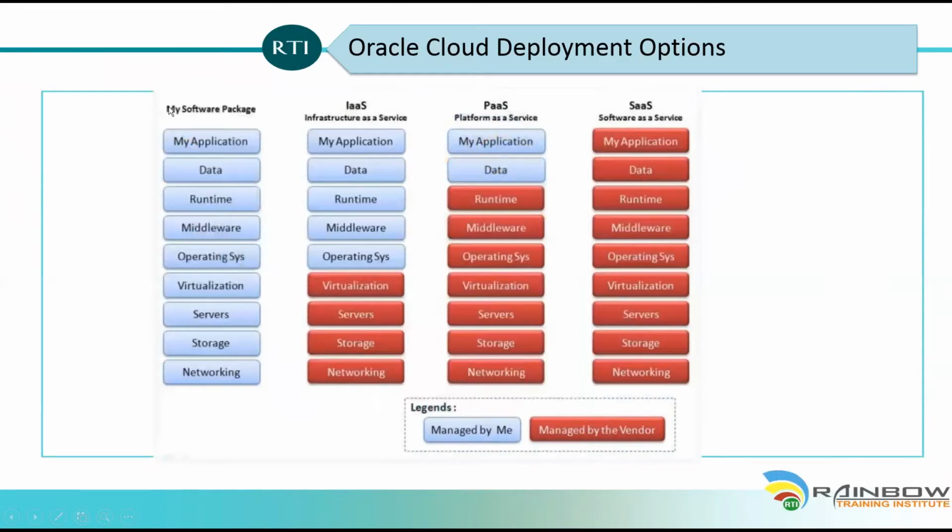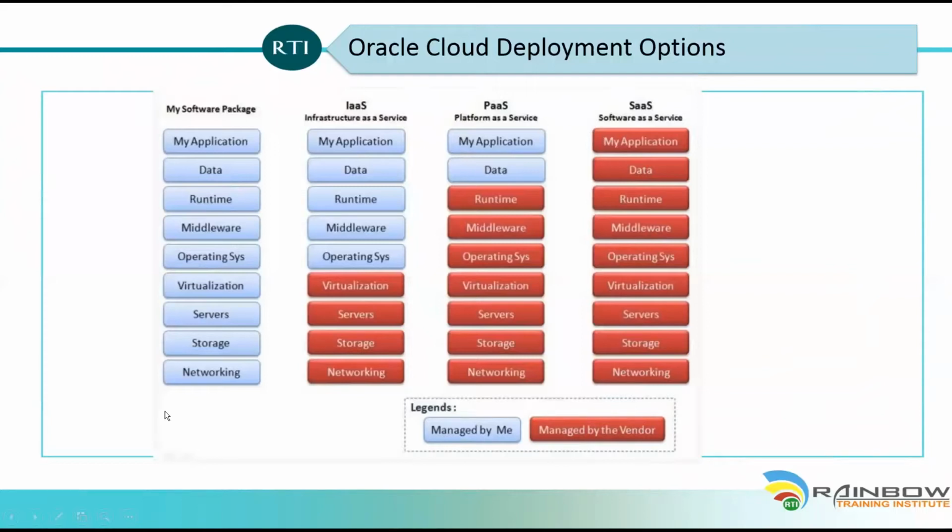Think of it like that. My software package is here. What is my software package? The legend here: blue means it is managed by me, red means managed by the vendor, or Oracle. In my software package, all these components are managed by me. Think of that. You didn't go to the Fusion yet, and you have your own application in your own company. Then you are responsible for your application. You are responsible for your database, runtime, middleware, operating system, virtualization, all this hardware, right?